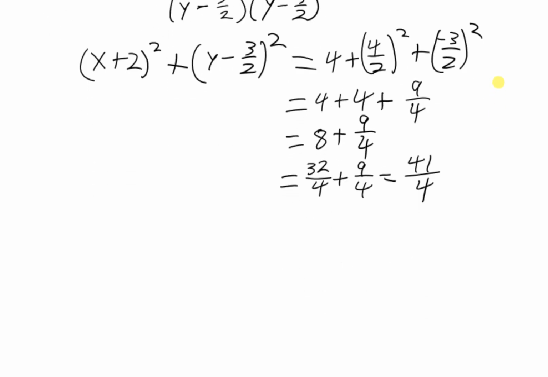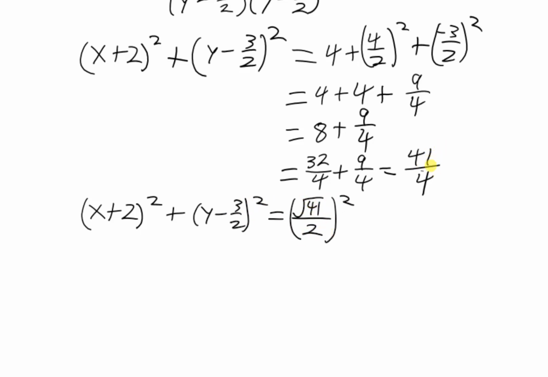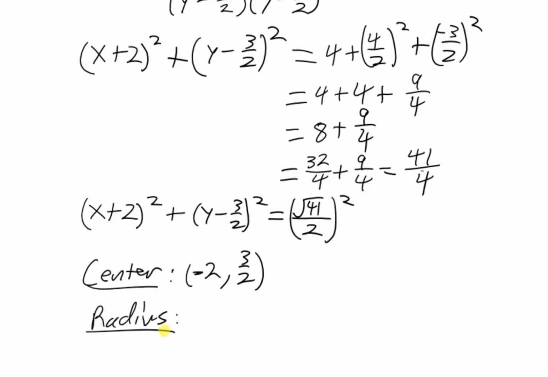So all our work here is finally coming up with a complete solution. We have x plus 2 quantity squared plus y minus 3 halves quantity squared equals the square root of 41 over 2 quantity squared. I just took the square root of this guy here and then squared the result. And this pretty much fits the form. You should be able at this point to know that the center is going to be at negative 2, comma 3 halves, and the radius is going to be equal to the square root of 41 over 2.